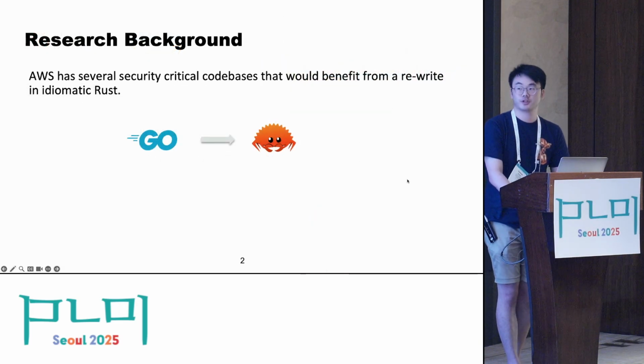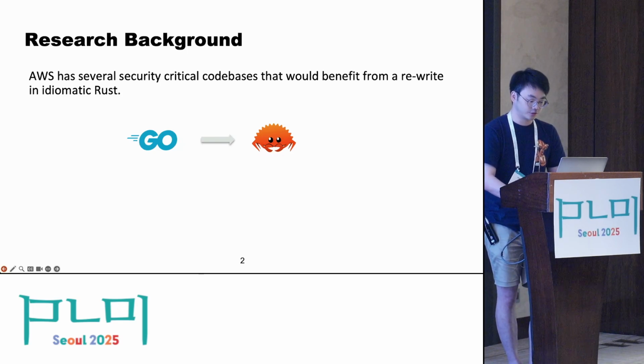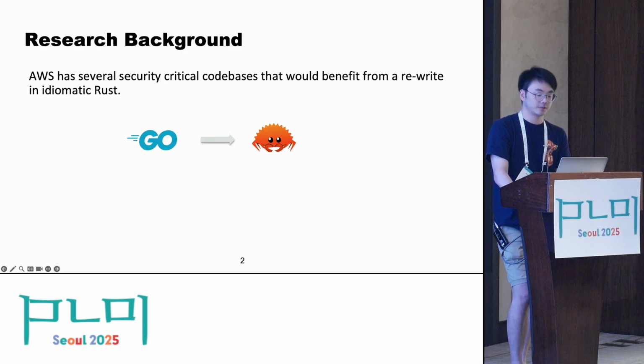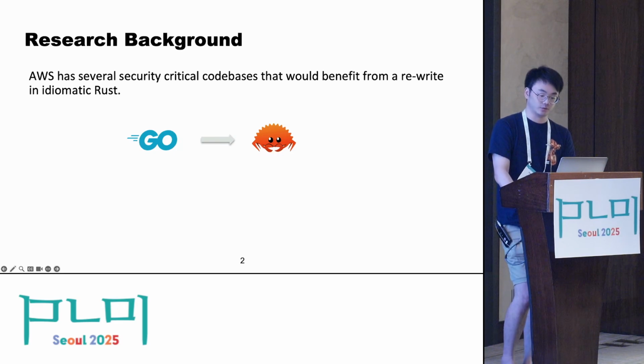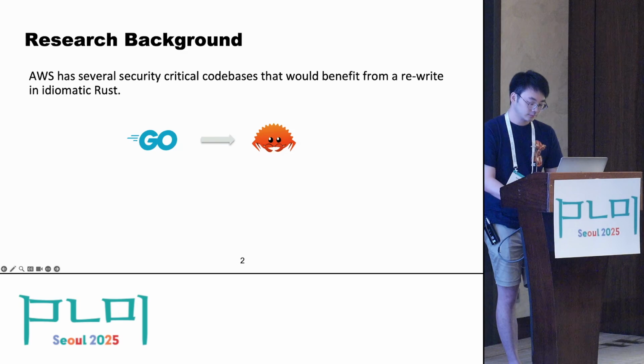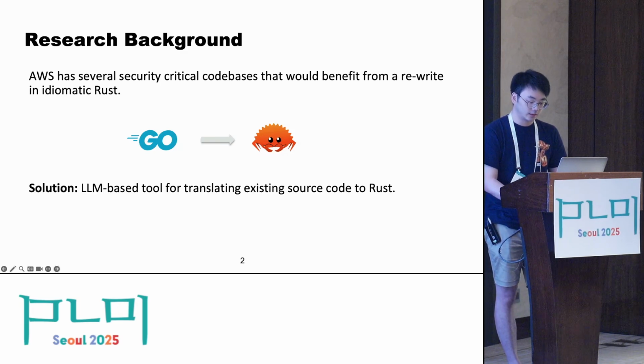The background of this research stems from the industrial need of translating security-critical code bases into Rust. Specifically at AWS, we encounter a practical need to migrate several Go code bases. While there exist works that rely on symbolic techniques for automatic code translation, the code produced by such tools is often not idiomatic, and thus less maintainable. As a result, we proposed to develop an LLM-based tool for translating existing Go source code into Rust.